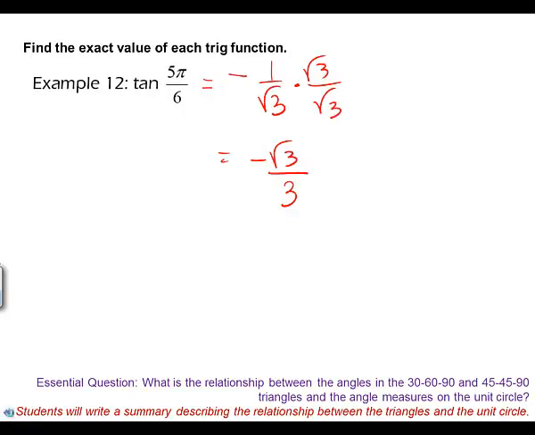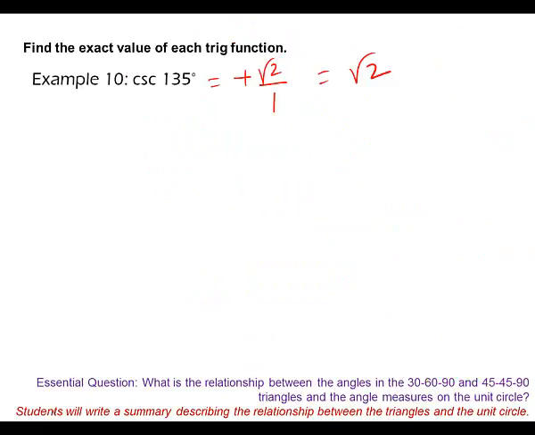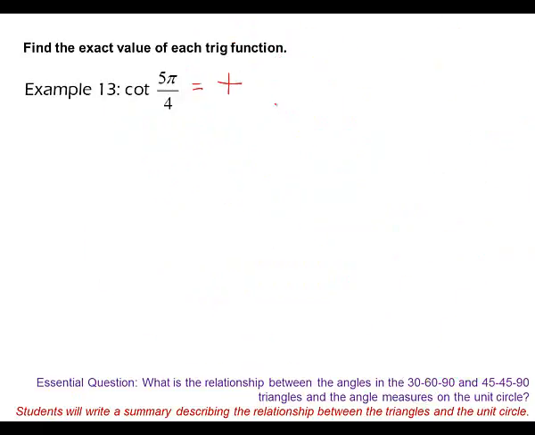Cotangent. I'm going to go back to my circle here. All right. What color triangle am I going to? Pink. All right. Cotangent is adjacent over opposite. So what's my adjacent? 1. What's my opposite? 1. So what's my answer to this thing? Positive 1.